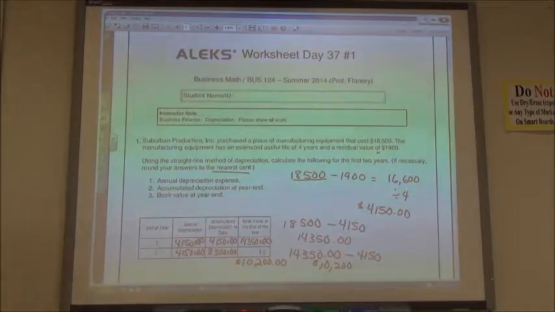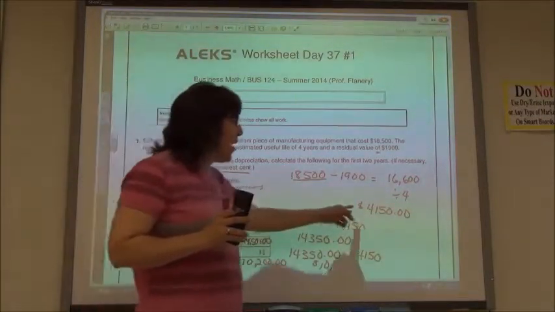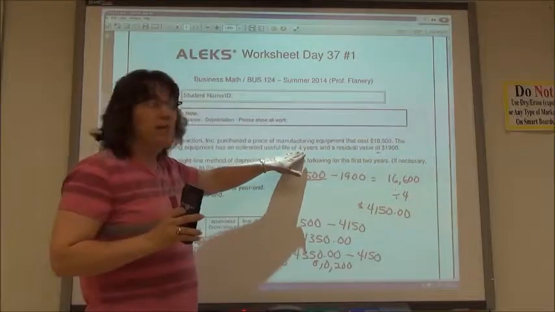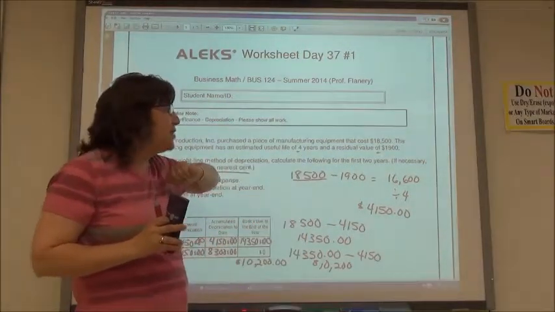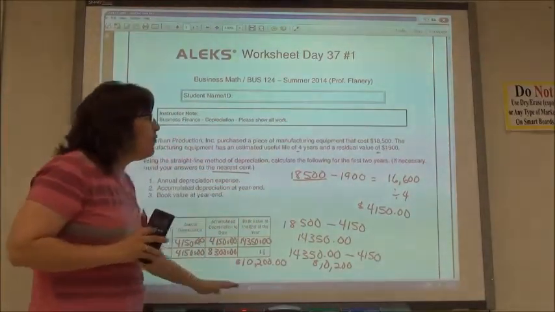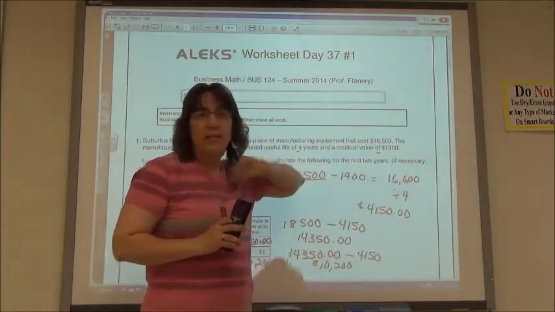So straight line depreciation, we depreciate by the same amount every year for as long as its useful life, which in this case is 4 years. And by the end of that 4 years, you would be at the $1,900.